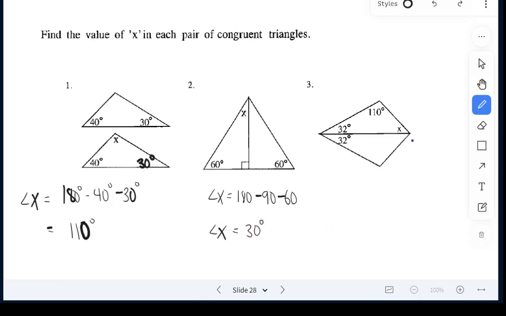All right, last one here. Again, if we know two angles, we can solve for the third one. So 180 minus 32 minus 110 gives us 38 degrees. So angle x is 180 minus 110 minus 32, which is 38 degrees.